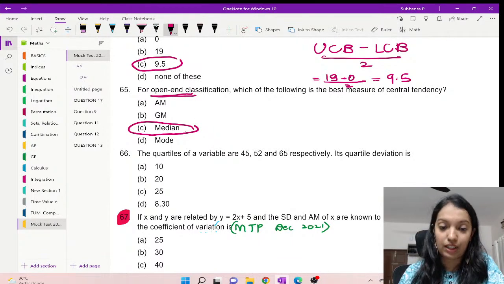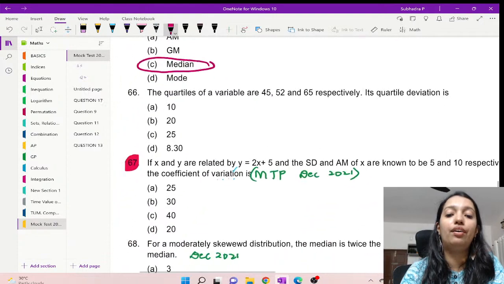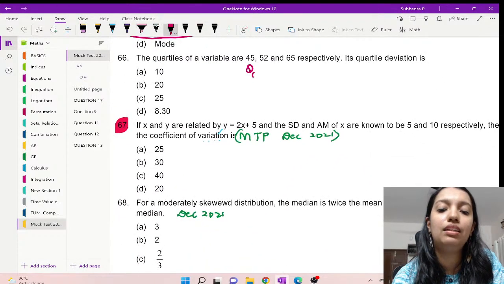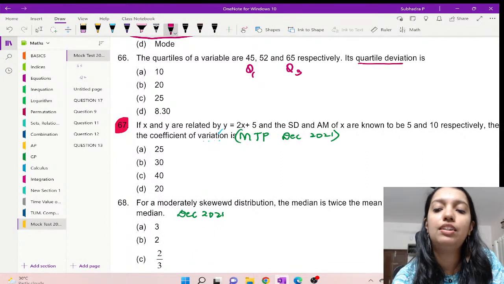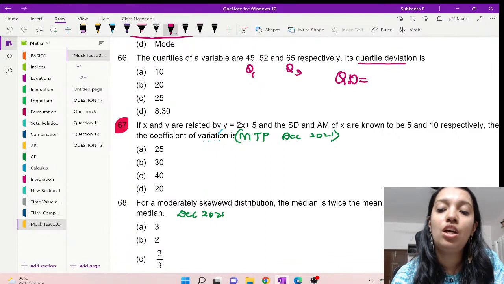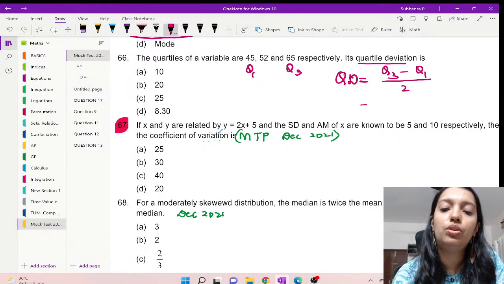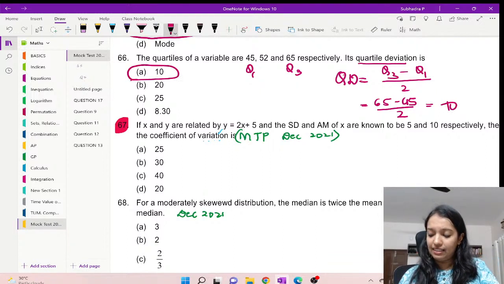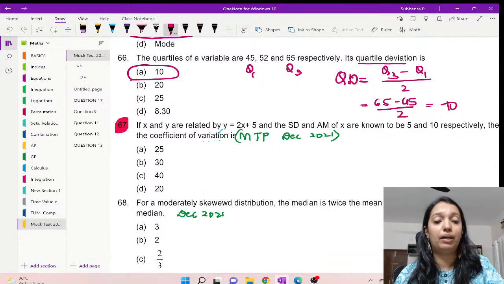Next, 66th one. The quartiles were 45, 52, 65. So this is Q1, this is Q3. They have asked you quartile deviation. How do you find quartile deviation? QD is Q3 minus Q1 divided by 2. So that will be 65 minus 45 divided by 2, 20 divided by 2. Your answer is 10, which is option A. Questions in statistics are quite easy comparatively.